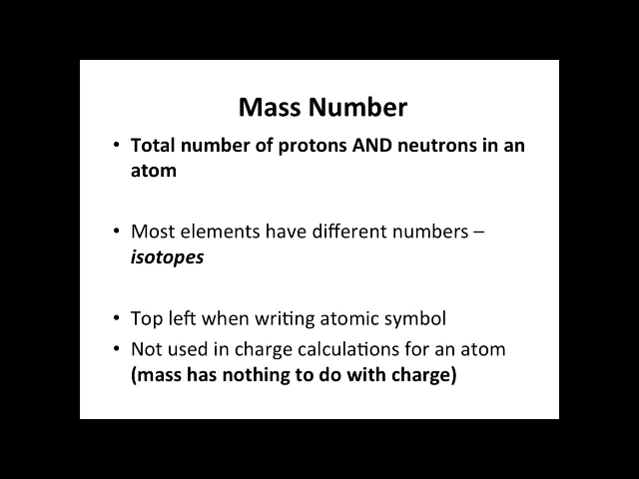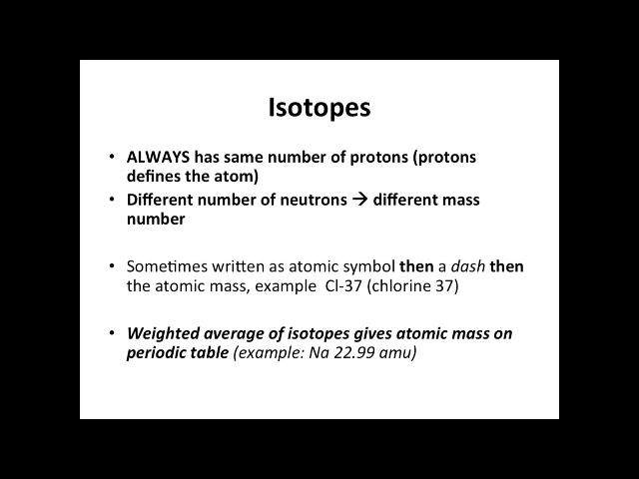Most elements have different mass numbers for different atoms. So these things are called isotopes. We'll talk about those in a second as well. But if we look at oxygen, we said oxygen has an atomic number of 8. So it has 8 protons. A lot of atoms of oxygen also have 8 neutrons. But there are some that do have different numbers, maybe 9 or 10 neutrons. Those are different isotopes. So it's the same element, same number of protons, but just different numbers of neutrons.